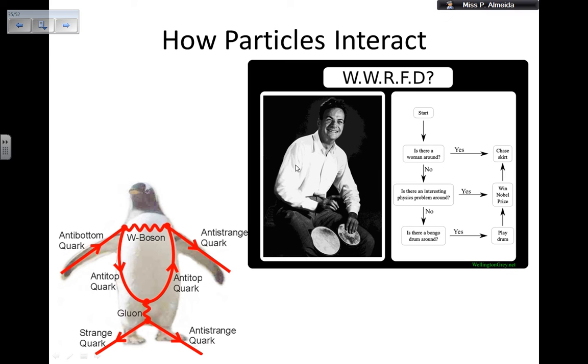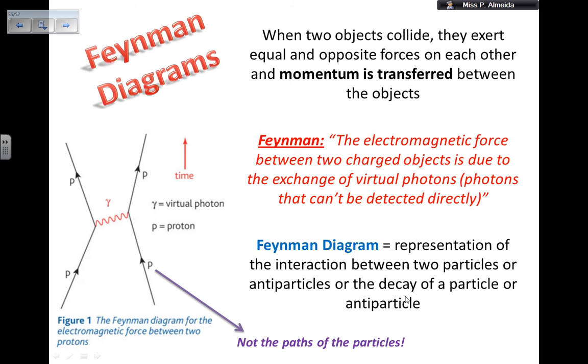So here we go. Feynman, he's the guy responsible for what we're going to talk about today. He is quite known for getting a Nobel Prize, for playing drums, or for being a womanizer. So what did Feynman do?